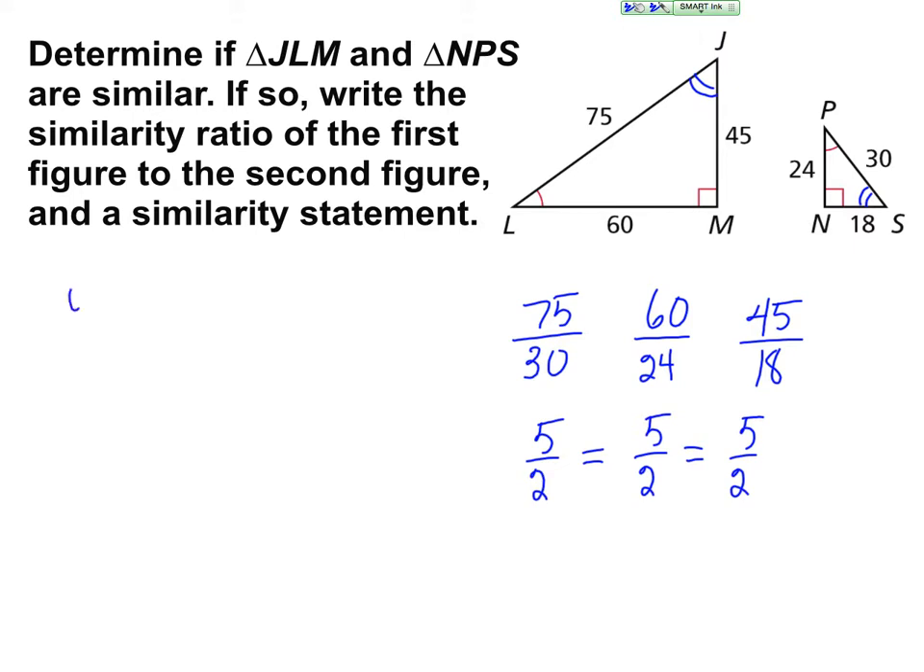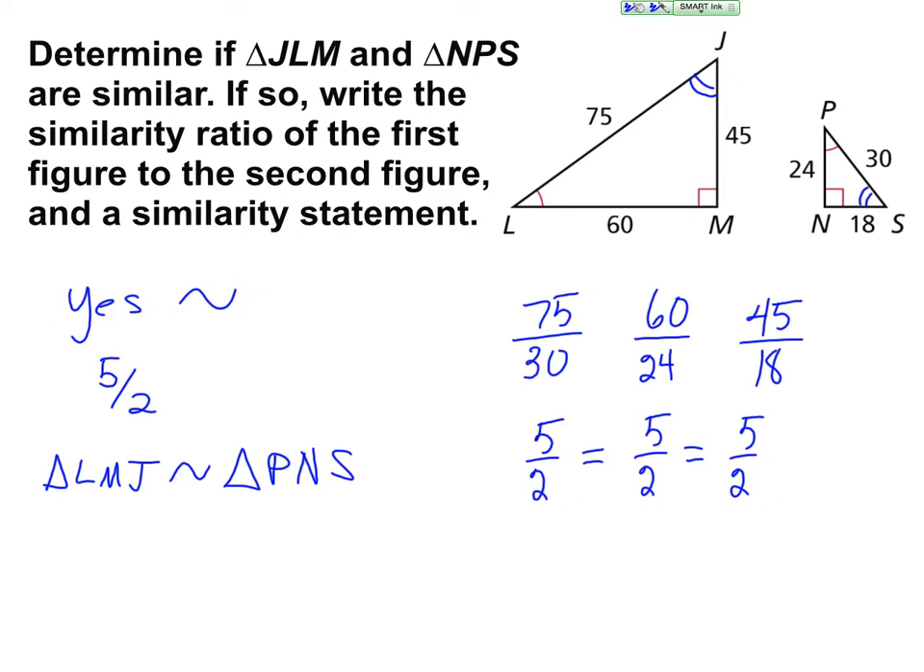So what do we need to do? Similarity ratio of the first figure to the second. Is that what we were doing? Okay, yes. Now, if it wasn't what we were doing, then we would have to just turn it over, to get it to be the right one. Okay, and a similarity statement. If I call the first one triangle LMJ, is similar to triangle, what matches with L? P, and M with, and J with S. So P and S. Chris?